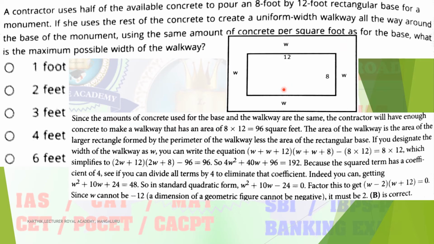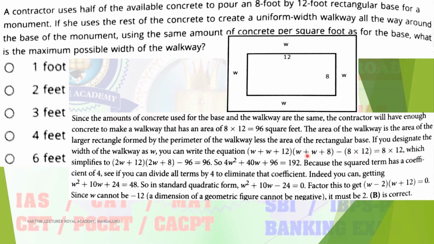That is also W plus W plus 8, and subtract this inside area. So how to find out the inside area? Subtract 8 into 12, 8 into 12. You have to subtract this inside area, so that is nothing but minus 8 into 12 is equal to, then you have to subtract from the total area. So total area for the concrete pour is how much? That is nothing but 8 into 12.